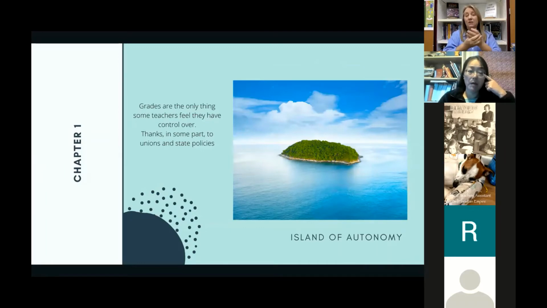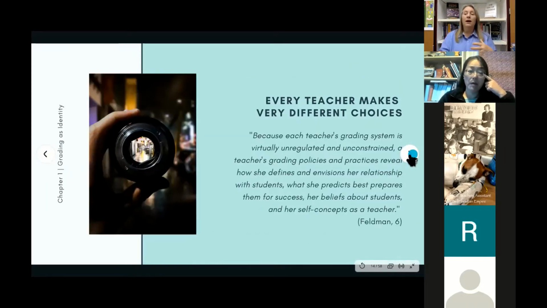That, he explains, is thanks in some part to unions and state policies that say that administrators can't change a teacher's grade, but there should be some consistency and control in the practices that create the grades. So Feldman says every teacher makes very different choices, and this is part of the problem. He says, because each teacher's grading system is virtually unregulated and unconstrained, a teacher's grading policies and practices reveal how she defines and envisions her relationship with students, what she predicts best prepares them for success, her beliefs about students, and her self-concepts as a teacher.